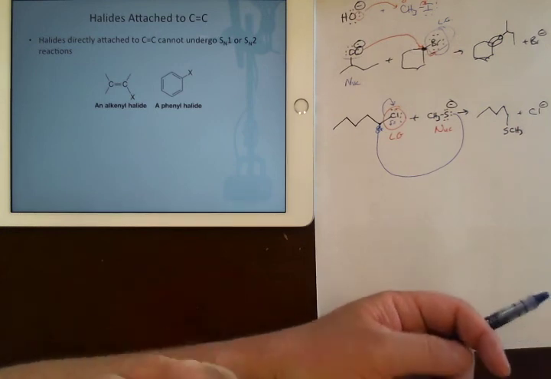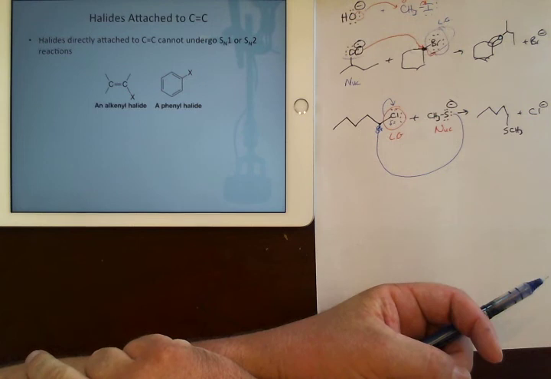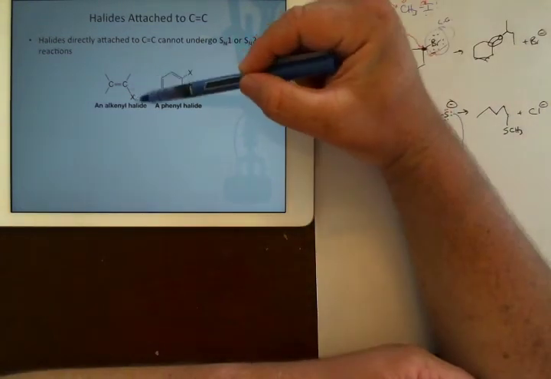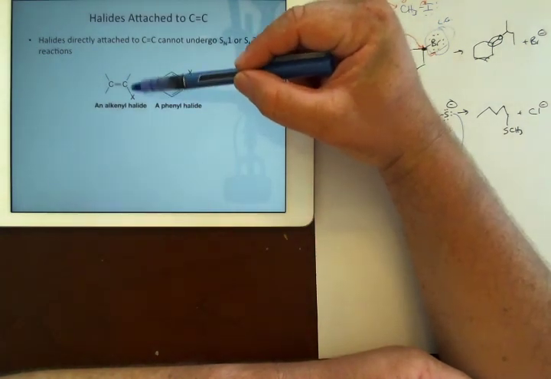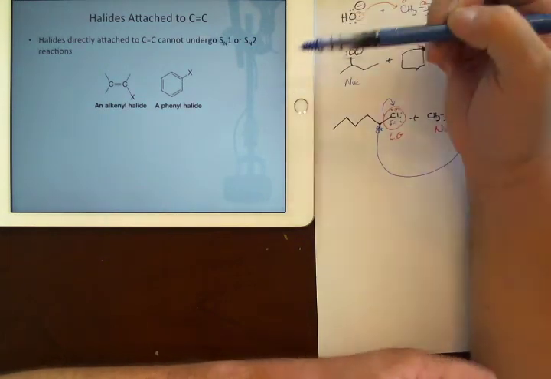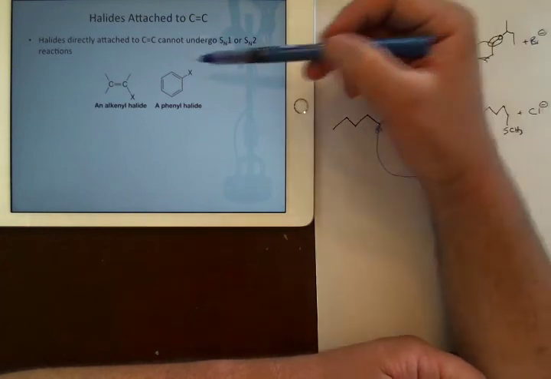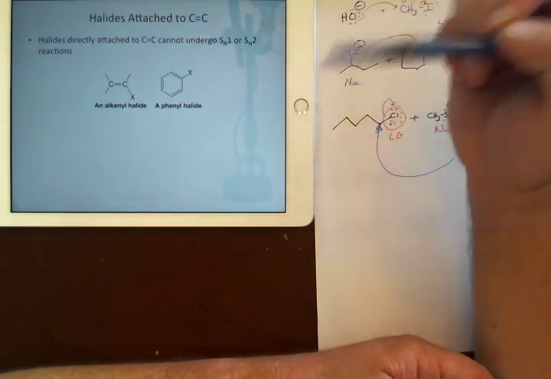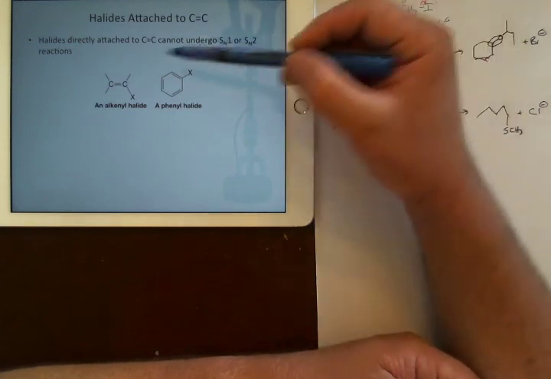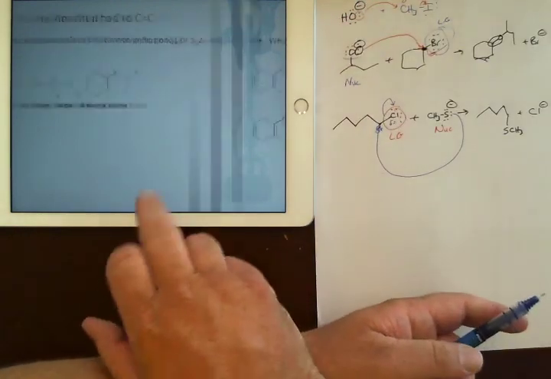But one caveat: in order for an SN1 or SN2 to work, the halide has to be on an sp3 carbon. If the halide is hanging off of a carbon that's part of a double bond, doesn't matter if it's an alkene or a benzene, it's not going to work. It's not going to go through this mechanism. There are other ways of removing and substituting those, but it's going to be a completely different mechanism. So you cannot undergo SN1 or SN2 chemistry if the halide is hanging directly off of a double bond.